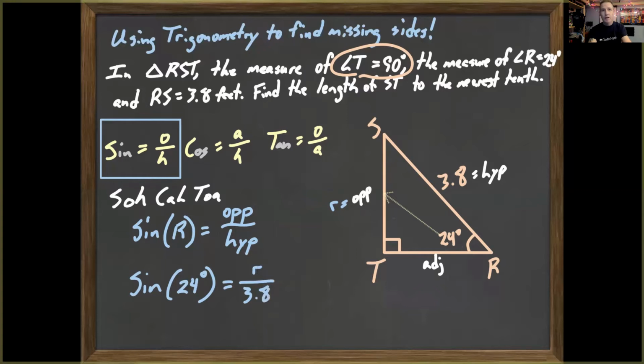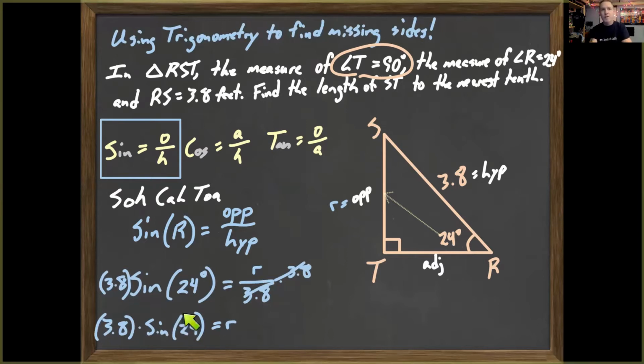Well, how do I figure out what r is? Well, I have to multiply both sides by 3.8. Therefore, I'm left with this, 3.8 times the sine of 24 degrees equals r. This is just a number, right? So I'm just plugging in sine of 24 degrees, and it's going to give me some ratio of side lengths. It's going to give me a decimal. So let's just take a look.